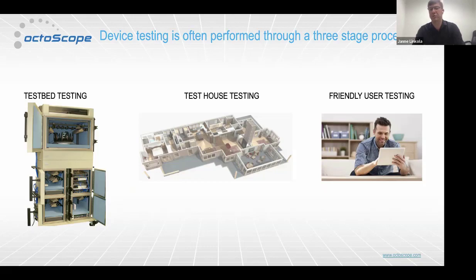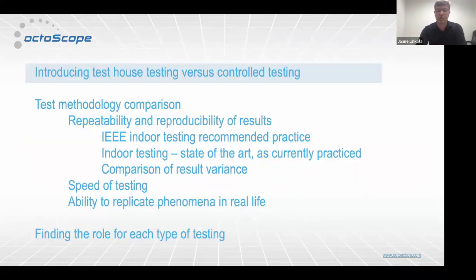Some people call this beta tests, friendly user tests, but the type of testing that's performed as part of real people's real lives. So most of the presentation is going to focus on these first two. We're going to compare these methodologies through three lenses. First of all, how repeatable and reproducible are the results when performed either in a test bed or in a test house. We're going to look at the speed of the testing, a very important aspect.